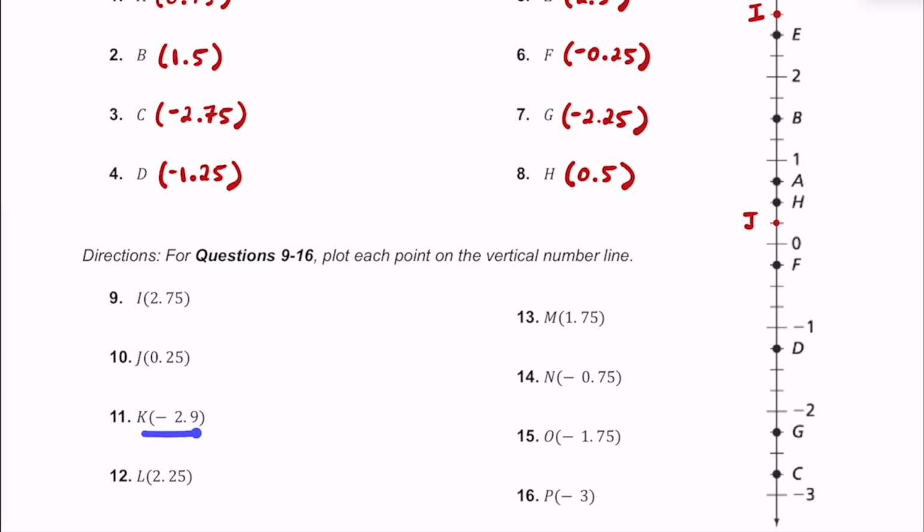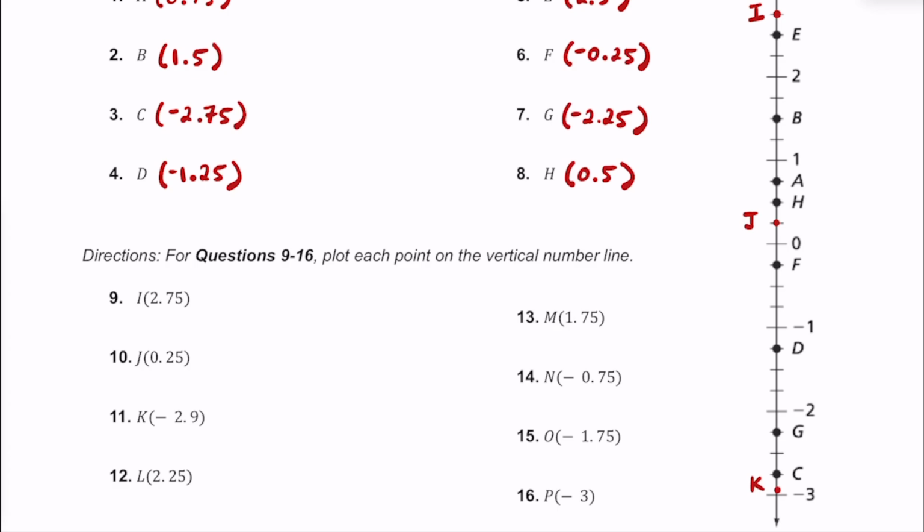So we're going to have to do some estimating here. So -2.9 is going to be between -2 and -3, but a lot closer to -3. -2.9 would be somewhere like this, really close to -3. So that's going to be where K is located. Now for L, we have positive 2.25, so we have to go to the positive part here. So where's 2.25?